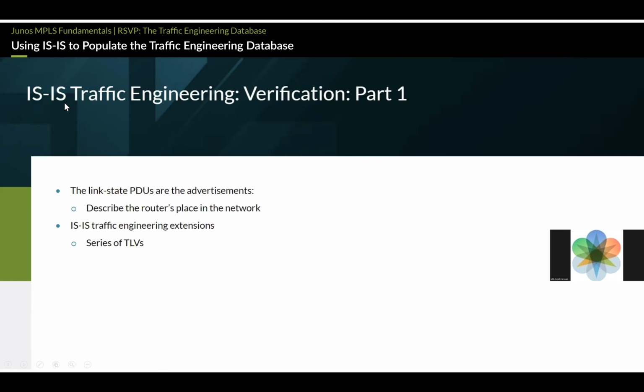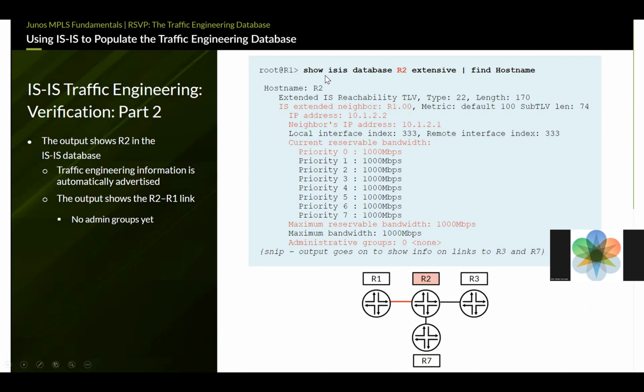So, ISIS traffic engineering verification: how to verify? Show isis database. The database name is R2, it depends on the neighbor host name. I'm checking from router 1, and we want to check the database which comes from router 2. So the command is show isis database R2 extensive, and this is the detailed command output.